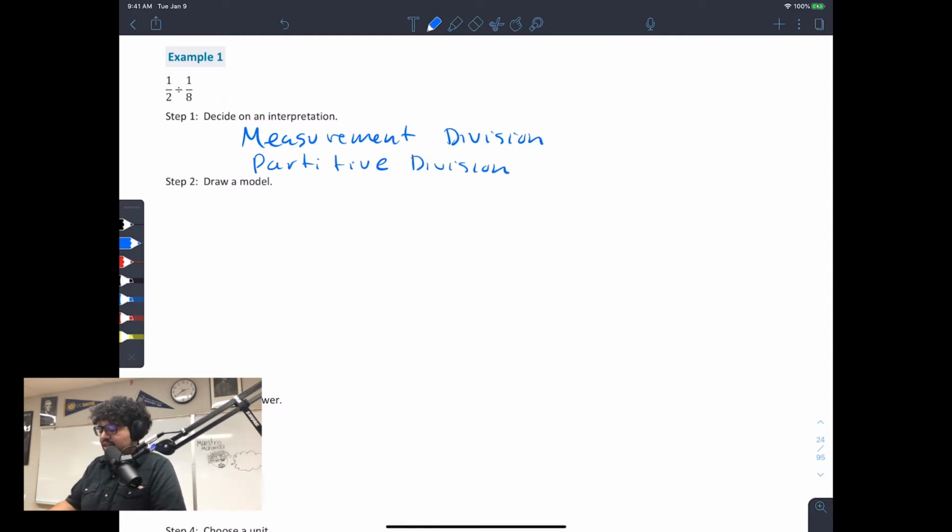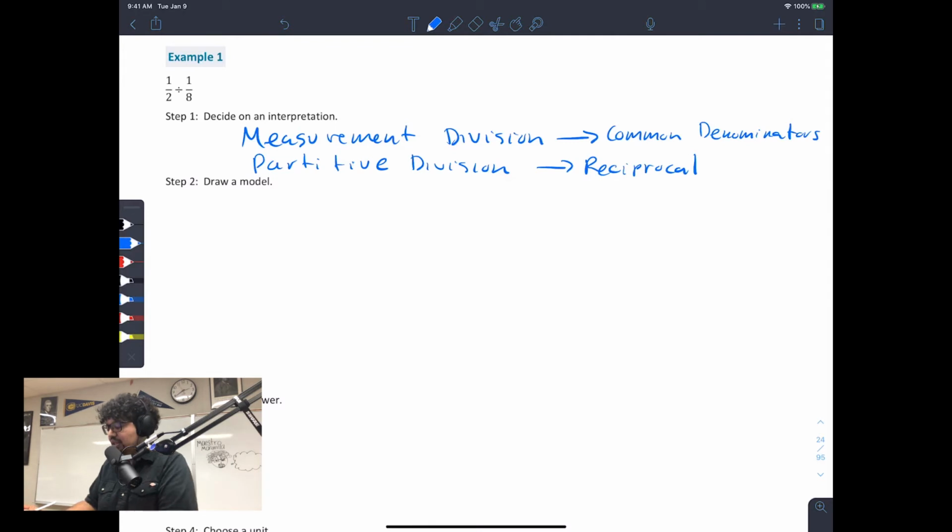The way I like to think about this is when you have measurement division, you usually have common denominators. And we also do our model based on the first fraction. Partitive division, the way I like to think about it is I like to do the reciprocal, where you flip the second fraction to calculate the quotient. And we always use the model, we draw the model based on the second fraction, okay?